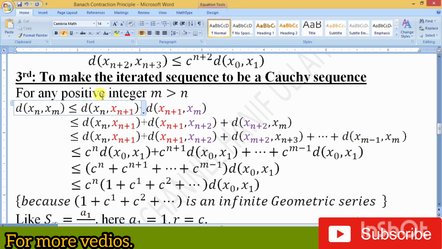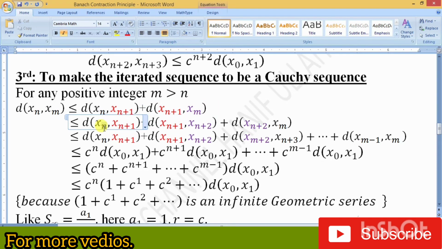The third step is to make the iterated sequence a Cauchy sequence. For any positive integers m greater than n, we have to accumulate all the elements between xn and xm of the described sequence. For the distance between xn and xm, first of all we use the triangular inequality, the third property of a metric space, which we apply between xn and xm for the first time.